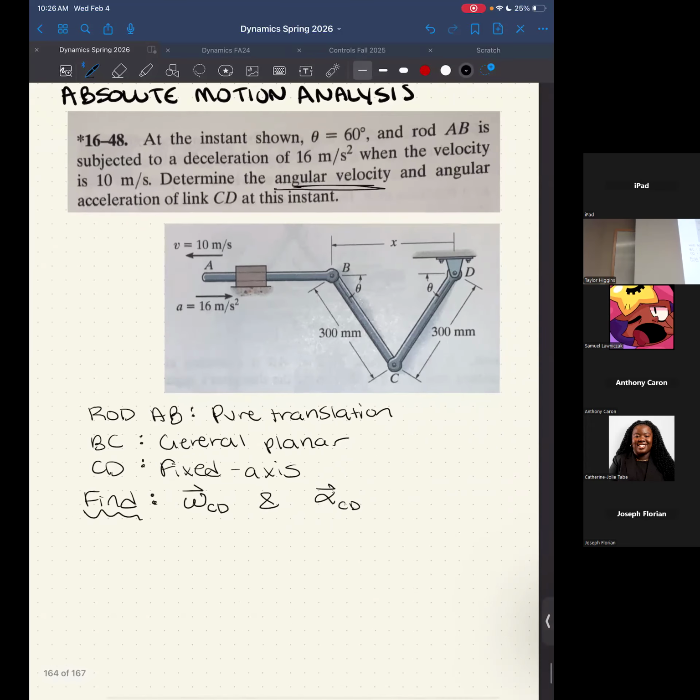It's also going to be important to recognize one other link, that omega CD is going to be equal to theta dot. They give you a theta here. And we know that angular velocity is a property of the body. So if we define it between any one point in the body, that's the angular velocity of the entire body. So theta here defines our angular rotation for the whole body. We can also write alpha similarly.